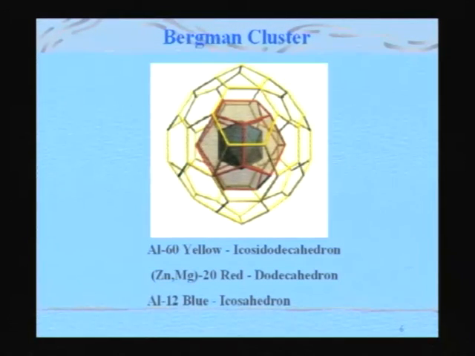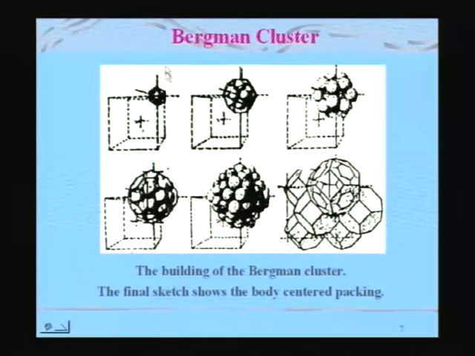But then when the quasicrystals were discovered, people started looking at them more closely, and started realizing, yes, there is an icosahedral symmetry in many of these clusters. And so this is another way of arranging Bergman clusters.